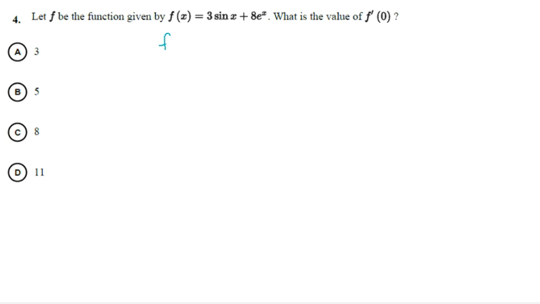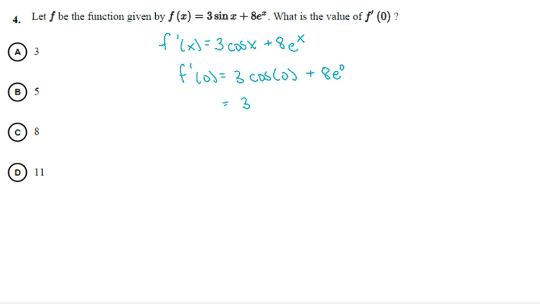So f prime of x, all right, so 3 sine x, we know we can just say 3 times the derivative of sine x, which is cosine x, plus 8 times the derivative of e to the x, which is e to the x. So for f prime at 0, we've got 3 times the cosine of 0 plus 8e to the 0.